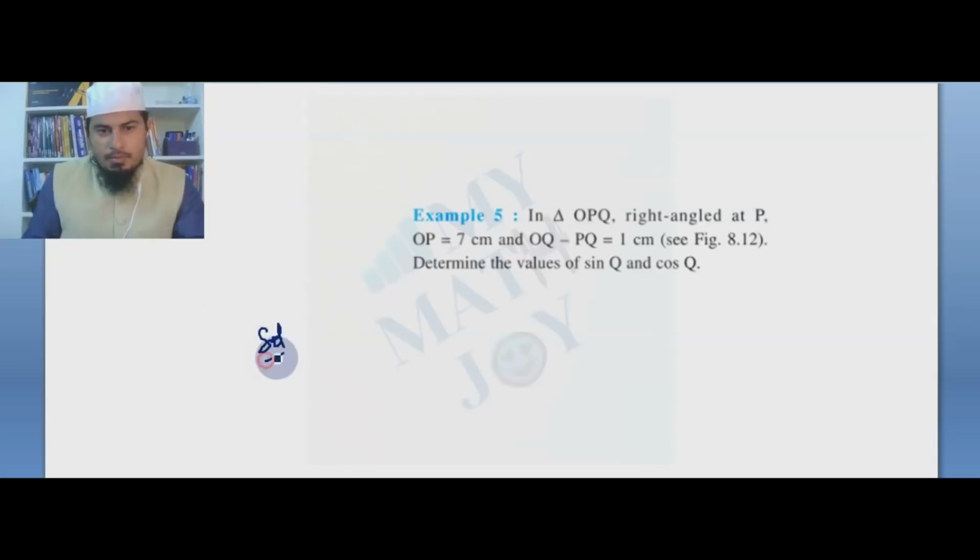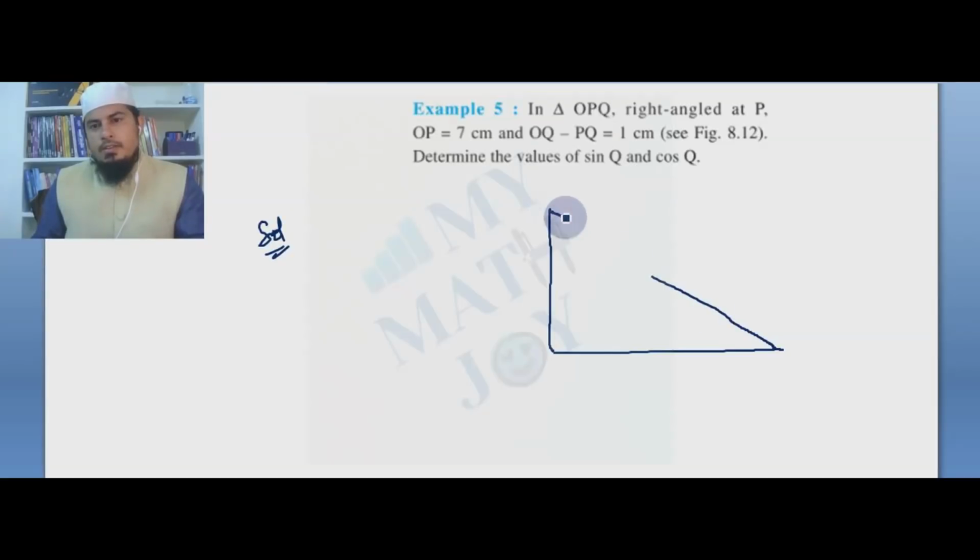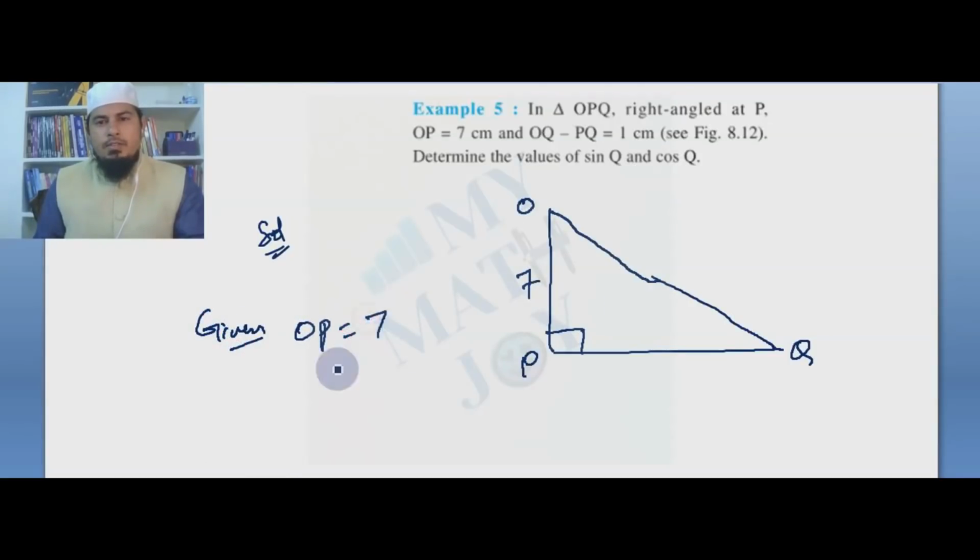Solution for the problem. It could be like this. Now triangle OPQ is talked about, so let us draw one triangle. I'm drawing a triangle for your sake now. Okay, the triangle is in front of you. O P Q, right angle at P. So we got it, right angle at P. OP is 7, we got it 7. Given things I will write here: given OP is equal to 7, OQ minus PQ is equal to 1.